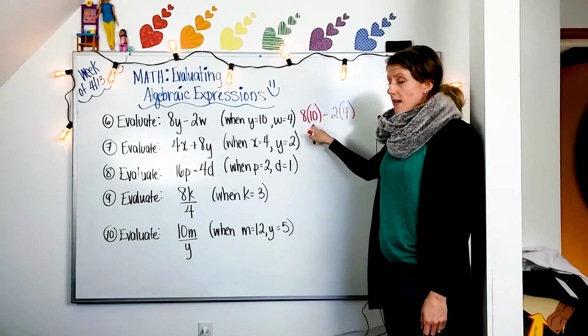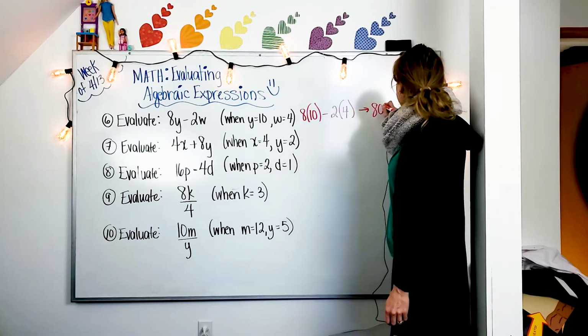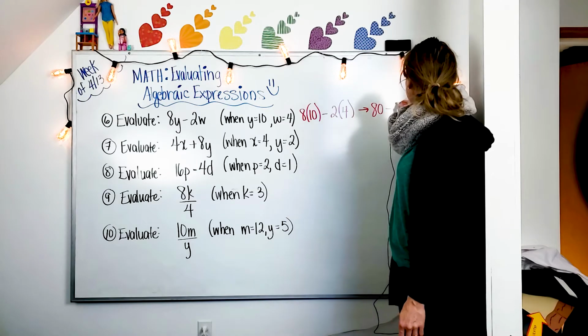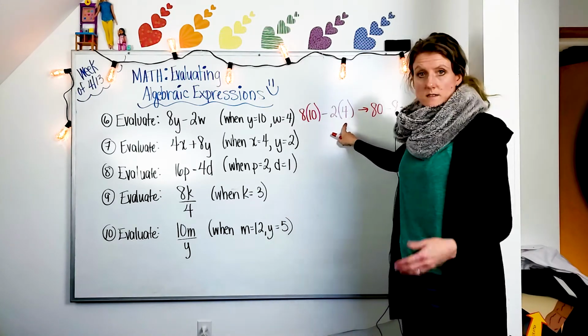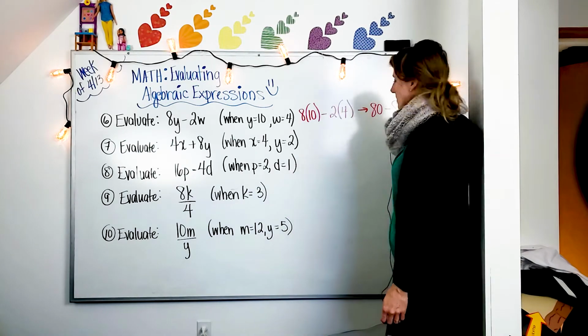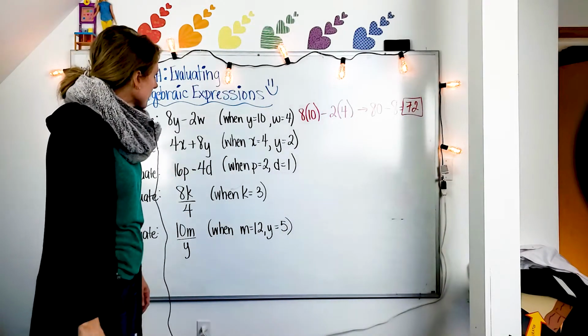So 8 times 10, I'll just use an arrow for what this changes to since I don't have a lot of space over here. And then 4 times 2 is 8. So we're doing 80 minus 8, which gives us a total of 72. I'll move to this side so you can see that 72 for that one.